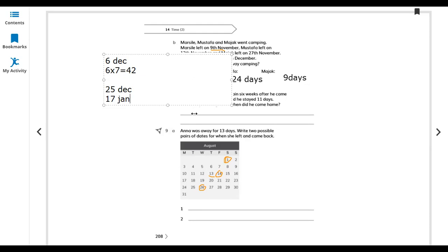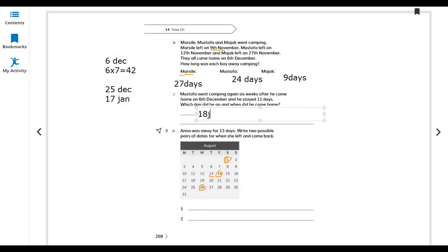18 January, yes. So we write here 18 January because the day of 6 we do not include. Six weeks after he came home on 6th December, he stayed 11 days. 18 plus 10, 28, 29 of January. He came back home.